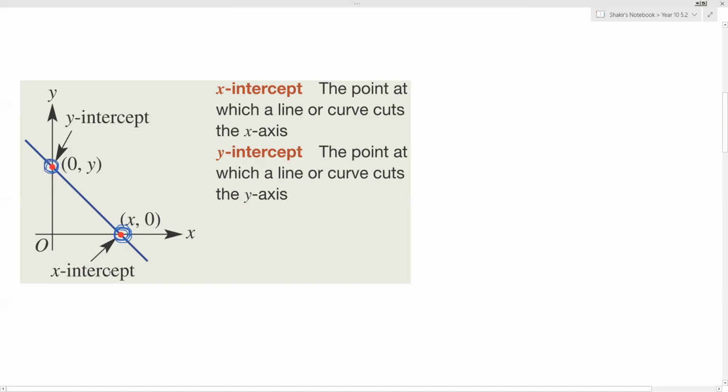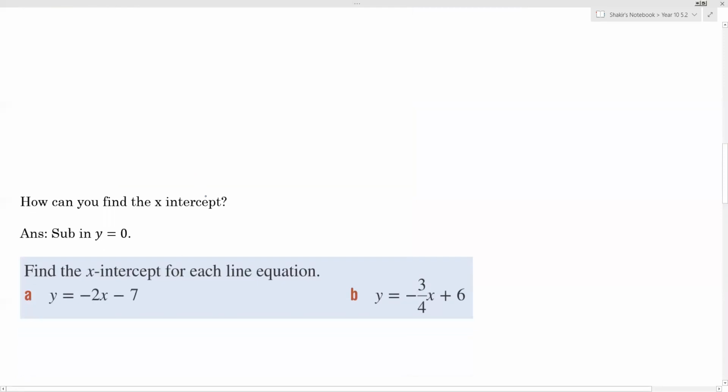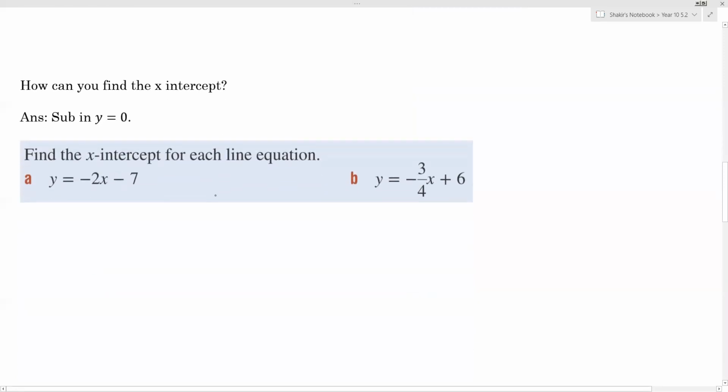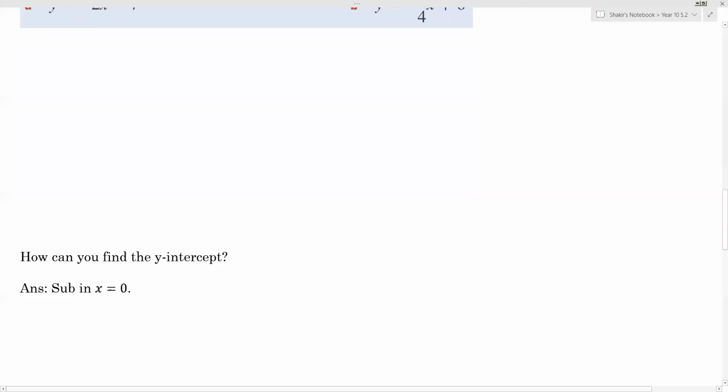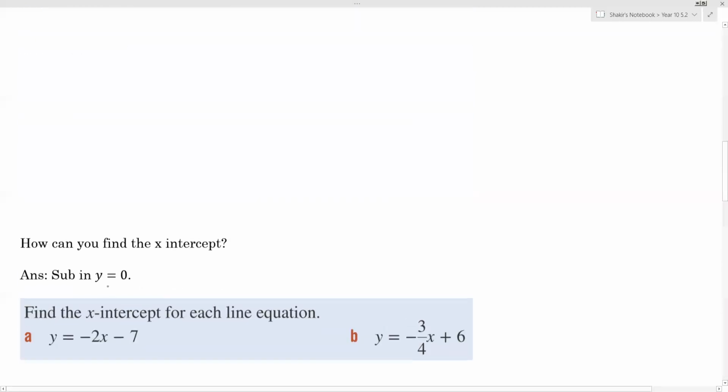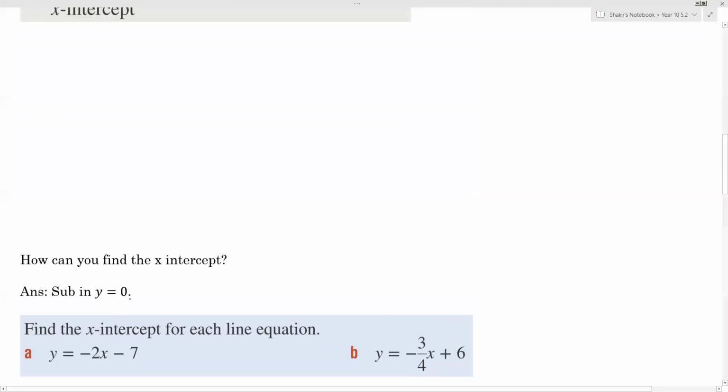Okay, moving on. So how can you find the x-intercept? The answer is you just sub in y equals 0. Just keep that in mind. When you want to find the x-intercept, you sub y equals 0 in. And when you want to find the y-intercept, you sub x equals 0 in. So you take the other letter, so to speak. For the y-intercept, you sub in x is 0. For the x-intercept, you sub in y is 0.